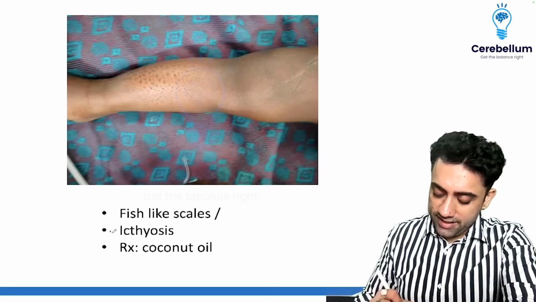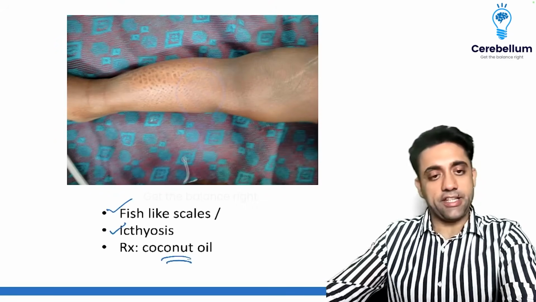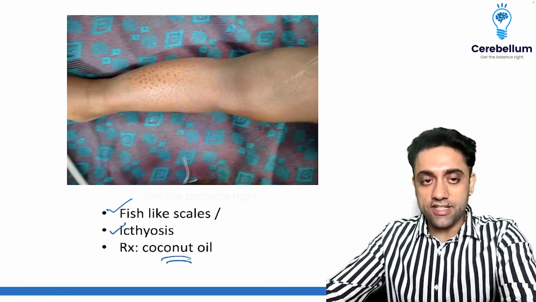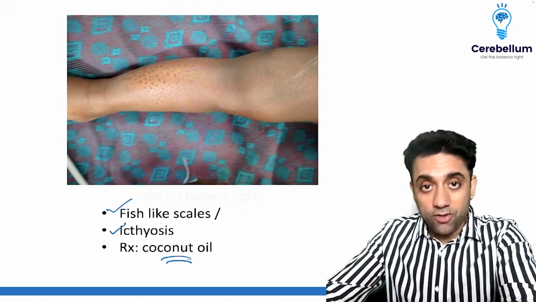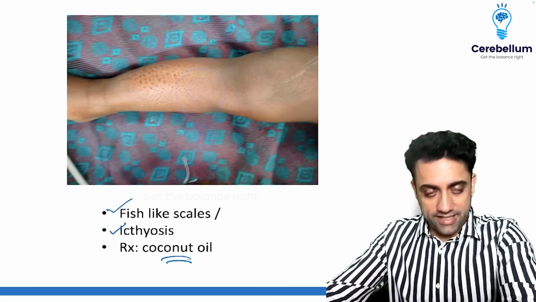Very important. This is ichthyosis, which are like fish-like scales. In this condition, you can give coconut oil. Some students will say this looks like phrynoderma or a toad-like skin. So this is fish-like scales known as ichthyosis.